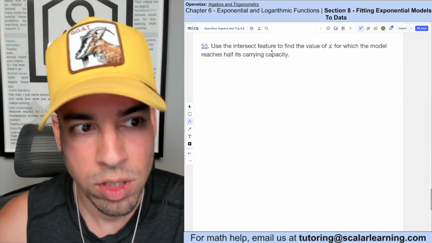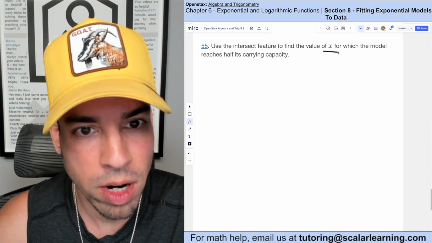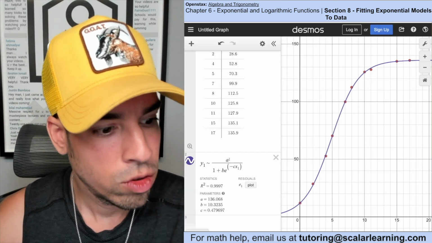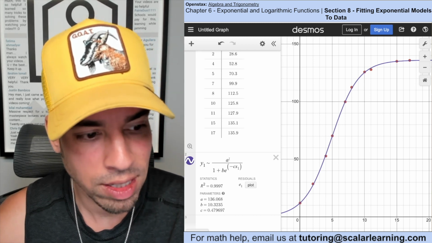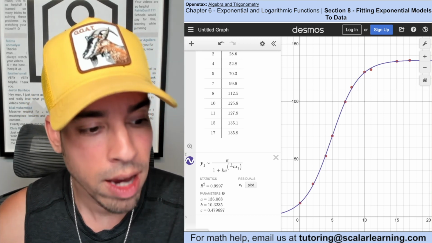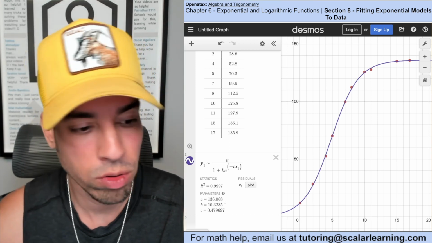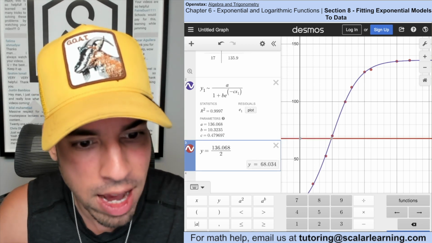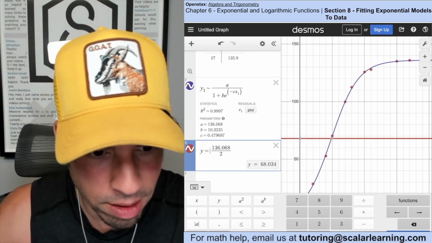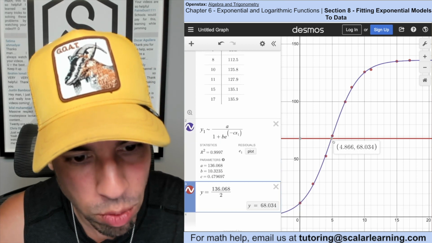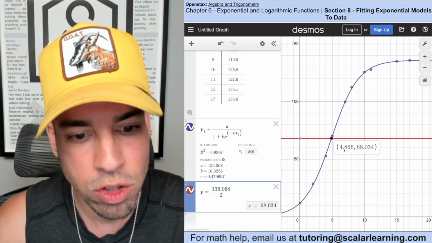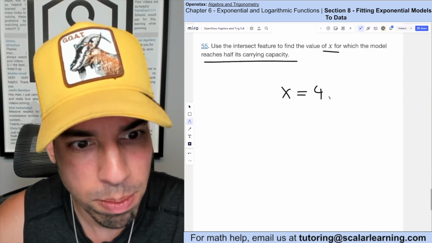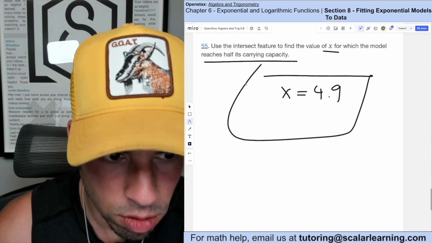Done. So here we're going to use the intersect feature on the graph to find the value for x when we reach half the carrying capacity. So first we're going to have to look at the model again. And since the numerator here is 136.068, that's the carrying capacity. So what's half of 136.068? Well, I'll just write it in like this. And then we want to know when the function reaches that half point. So we're going to say y equal to that value. And then we're going to look at the intersection point on the graph, which is occurring right here. And there's our approximate value for x, 4.866. So this will round to roughly 4.9. That's the answer. Boom, done.